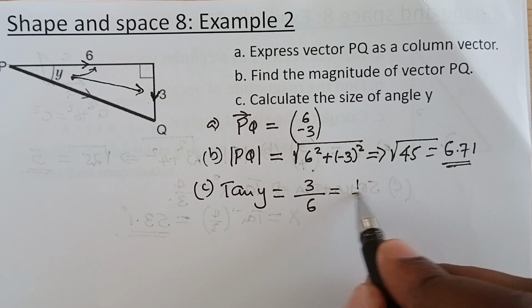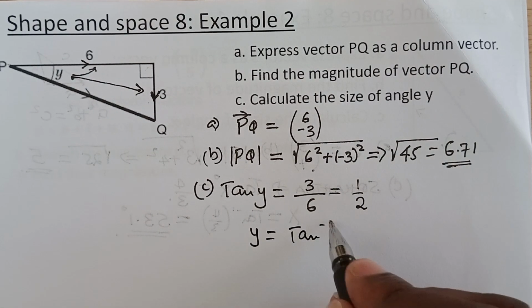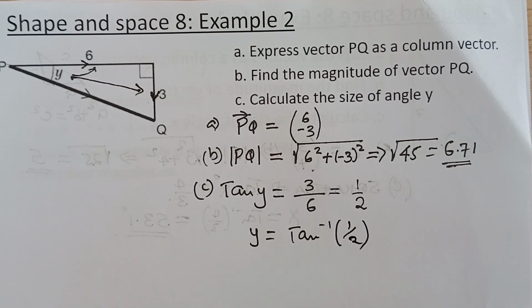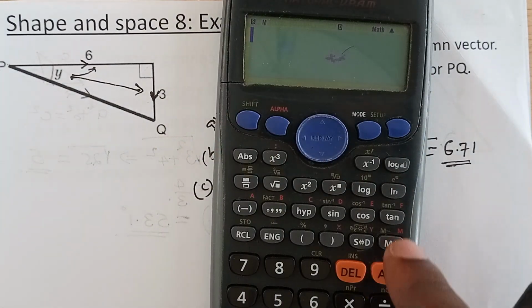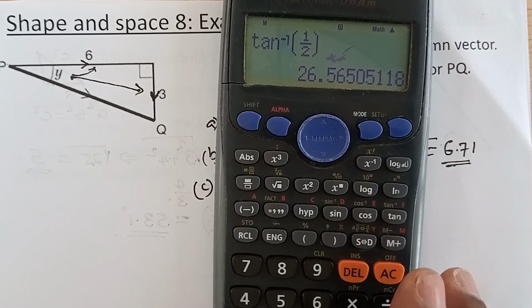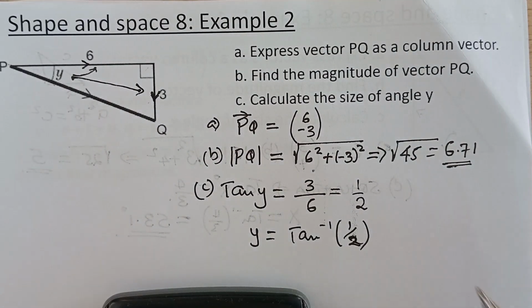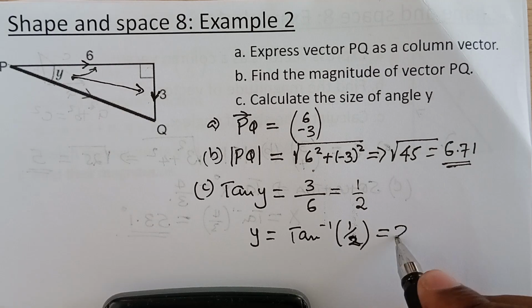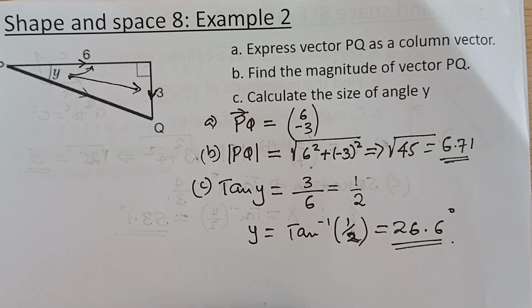And therefore this is just a half, and y is going to be the tan inverse of a half. Shift tan of a half. Let us see what this gives us in degrees: 26.6 degrees to 1 decimal place, and therefore y is 26.6 degrees to 1 decimal place.